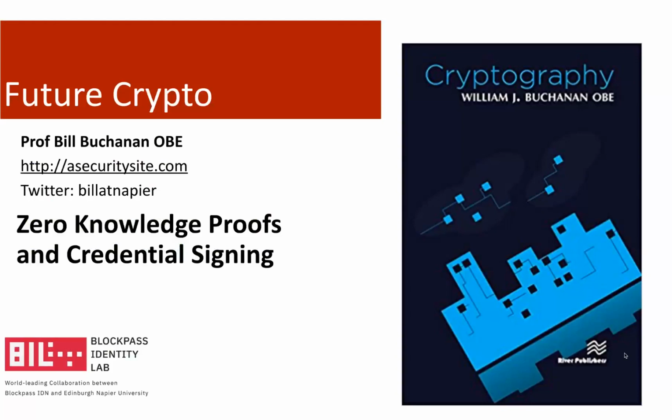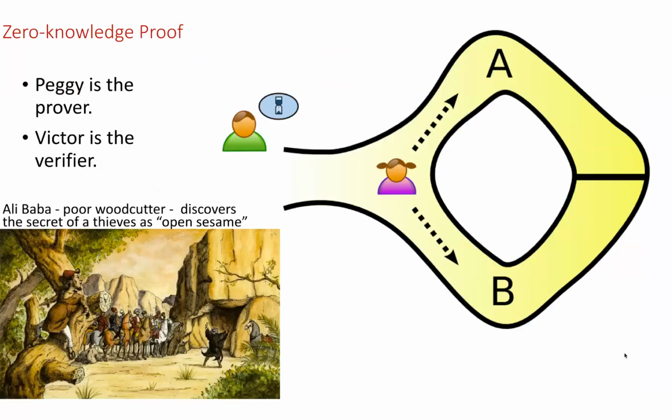So an extremely interesting area is what's called zero knowledge proof. So too often we give away our passwords and all our sensitive information, and really what we want to do is to just prove that we know something. So this is a standard way of describing zero knowledge proof. We have Victor, the verifier, and Peggy, the prover.